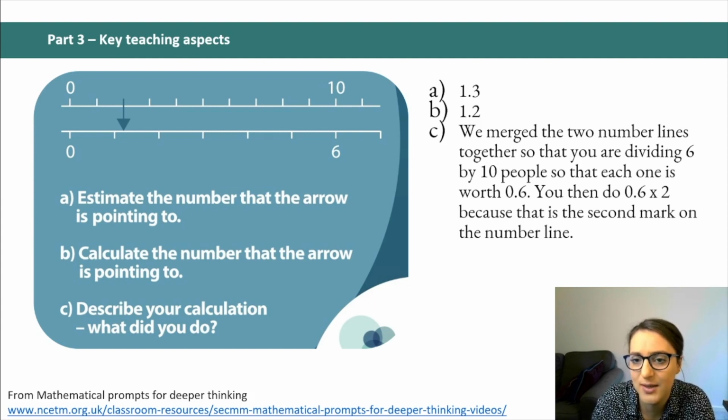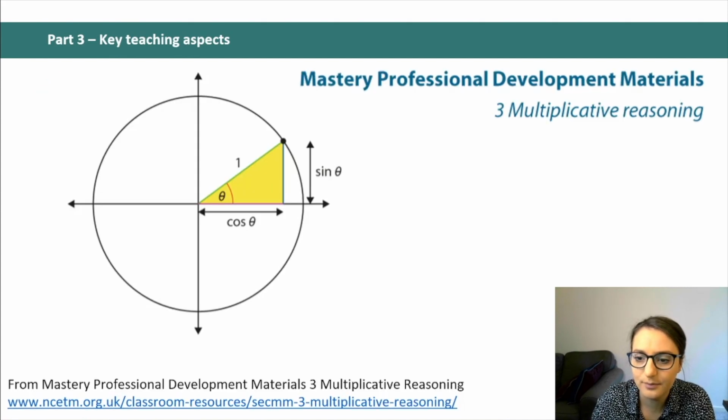So she was immediately thinking about making those connections, and it had come at the end of a topic of ratio, so it wasn't a massive surprise. I'm not sure it counts as problem solving when it's a problem at the end of a topic that you've been doing, but she used what she knew about ratio and proportion, and that helped her make connections and answer this question. And obviously this can be extended. The trigonometric relationships are proportional, and the Mastery Professional Development materials for Key Stage 3 on multiplicative reasoning explore this a bit further.